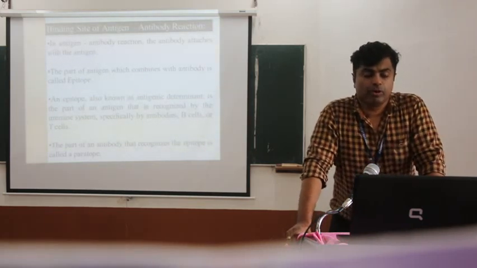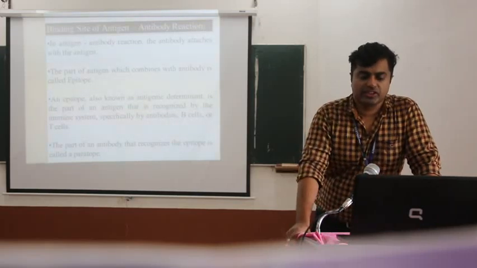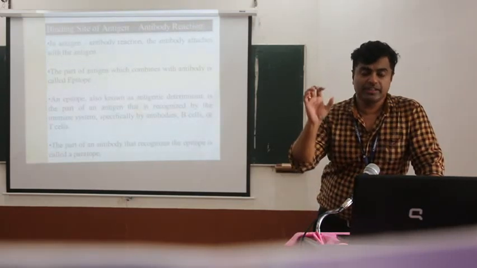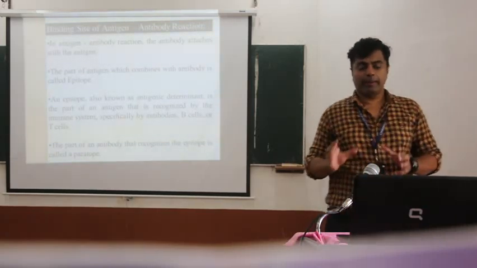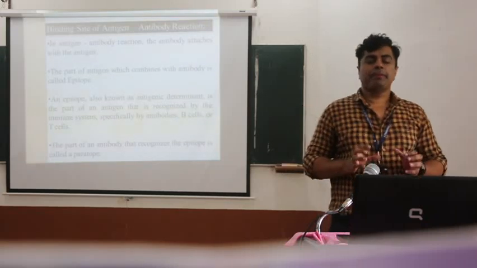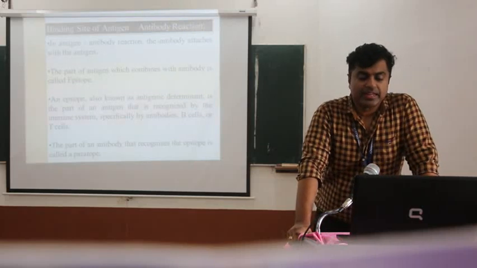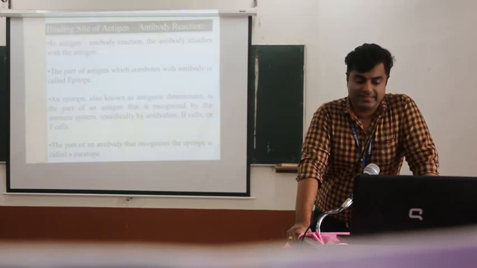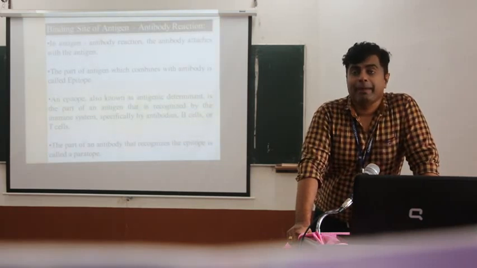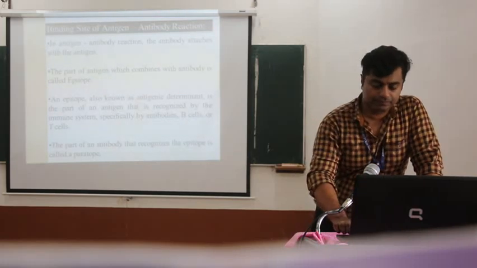Next, we will think about the binding site of an antigen. In antigen-antibody reaction, the antibody attaches to a particular site of an antigen. The part of the antigen which combines with the antibody is called the epitope. So basically, an epitope is known as an antigenic determinant. It is the part of the antigen that is recognized by the immune system, specifically by antibodies, B cells and T cells. And the paratope is that part of the antibody that recognizes the epitope.